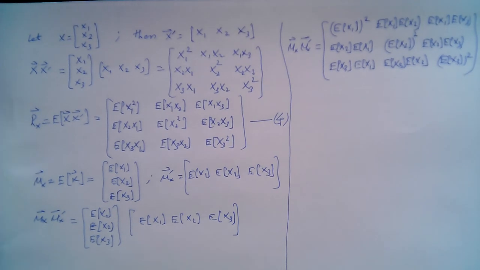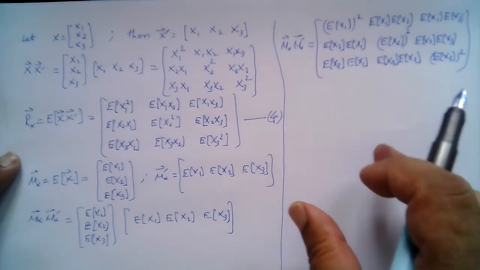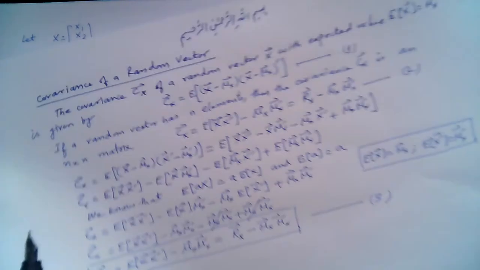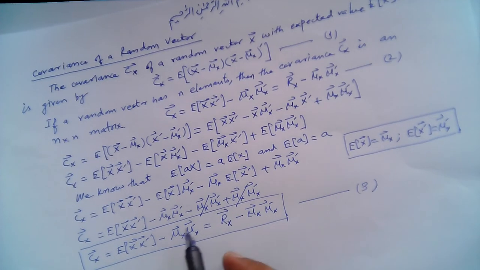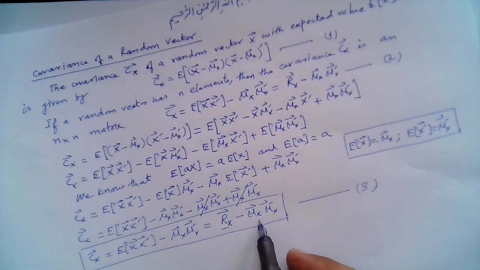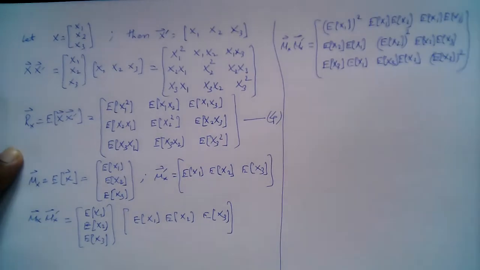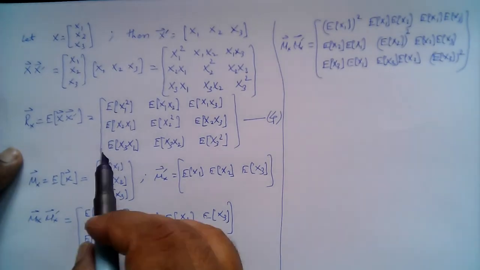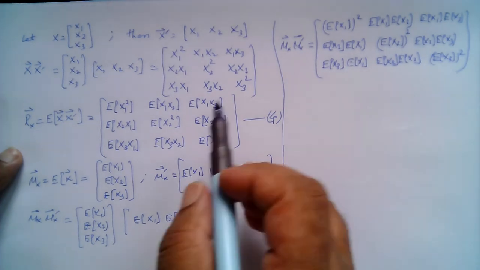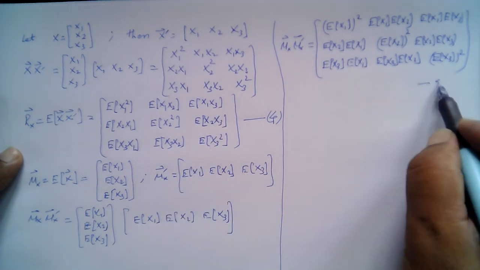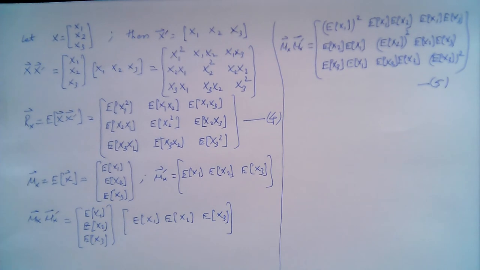So this gives us the second entry in this equation here. So we have this matrix, we have this matrix. We just need to subtract both the matrix now. So we need to subtract this matrix from this one. Let's call this matrix equation number 5 here.